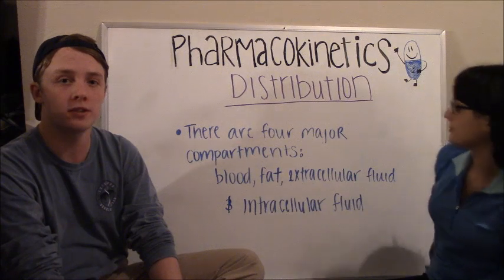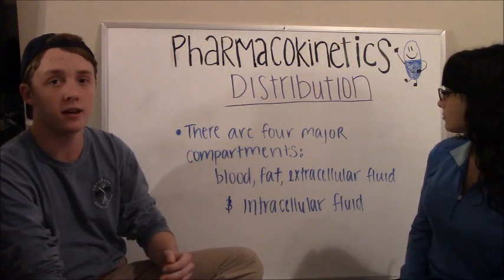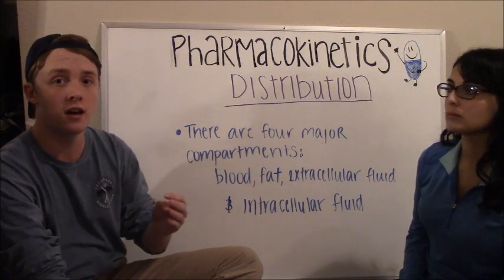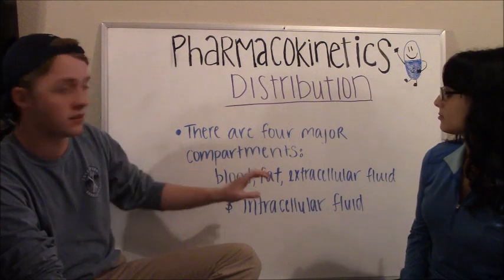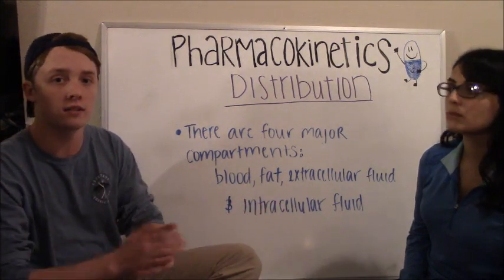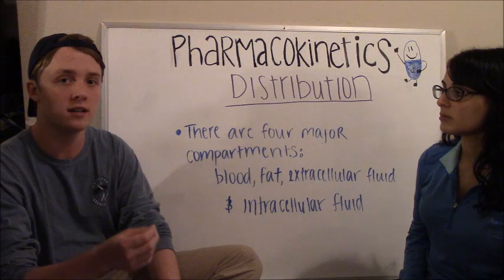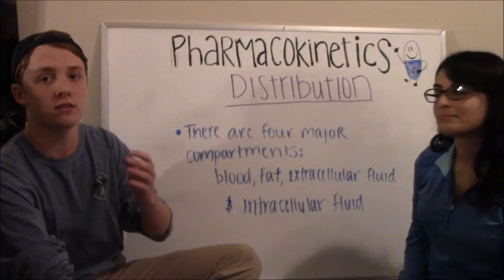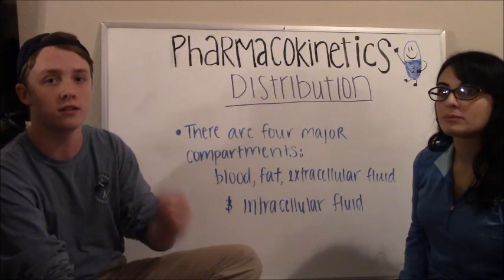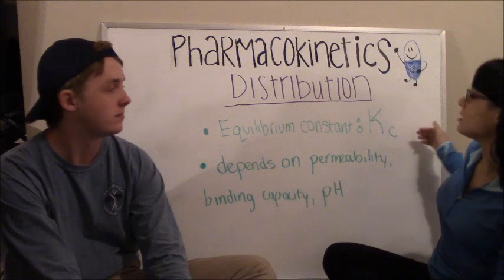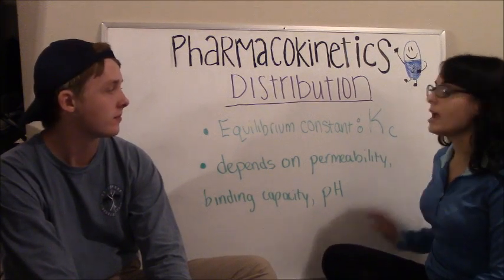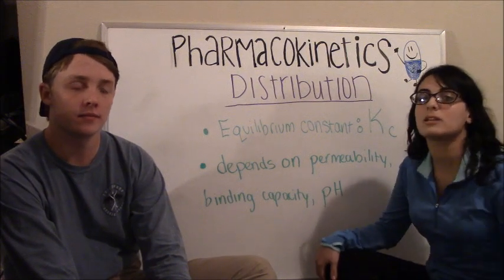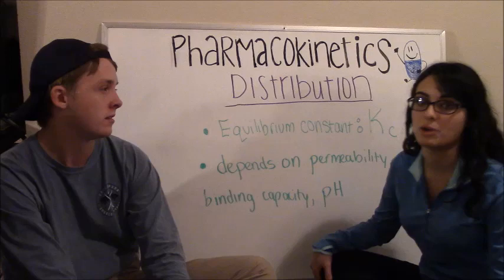When talking about distribution, there are four major compartments we need to keep in mind. Those are plasma, fat, extracellular fluids, and intercellular fluid. When the drug enters the body, it is shared between these four compartments, and so when a doctor assigns a dosage, he needs to keep in mind the equilibrium constants between these compartments in order to create the correct dosage for the correct concentration of drug. Equilibrium constant can usually be abbreviated as Kc, and it usually depends on the permeability of the barriers between the compartments, the binding capacity of the drug, as well as the pH level of the different compartments.